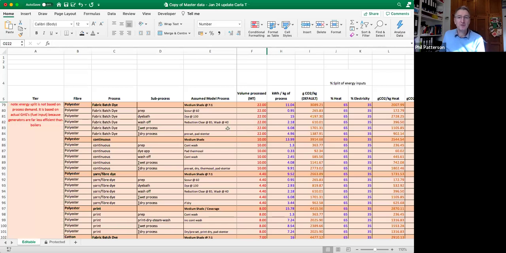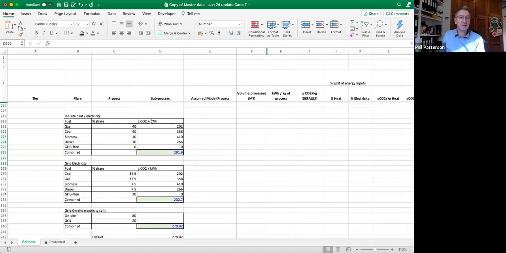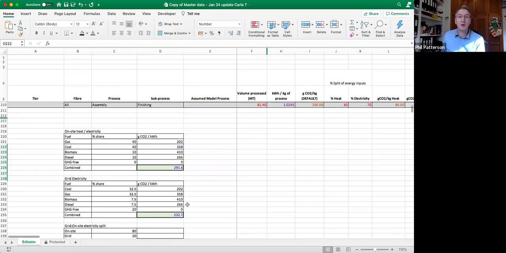We have a conversion factor of the amount of CO2 that is emitted per kilowatt hour. And the way we do this is we have got an estimation of the on-site fuel mix for steam, heat, electricity, with an emissions factor for that, using just internationally agreed emissions factors. We have an average for grid electricity, a global average, and we have a nominal split between 80% on-site energy and 20% grid for the electrical energy. And this creates a conversion factor of 279.82 grams per kilowatt hour.